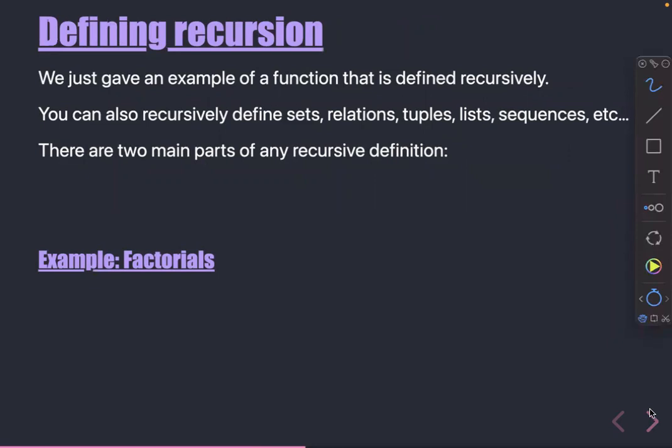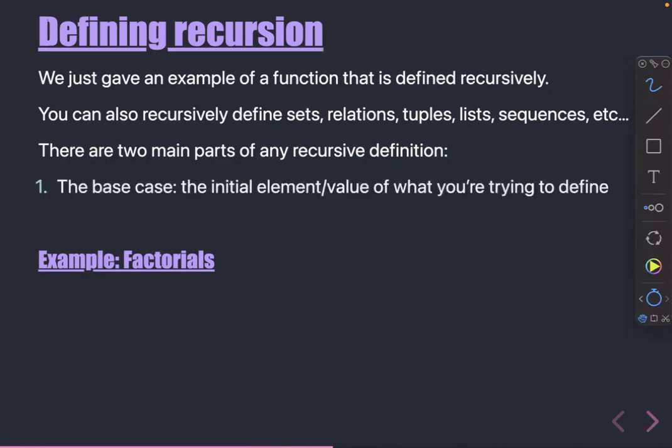So if I were to have you define recursion on paper, we're defining some function, but we're defining it recursively. This is what that would look like. You can do this for many different types of things. I'm going to show you the n factorial, so that's a function. But we also can do sets, relations, tuples, lists, sequences, etc. And we'll play around more with those types of definitions in a bit. But the main part of a recursive definition involves first the base case. Basically that's the initial element of what you're trying to define, and then you're building the rest of your function off of that.